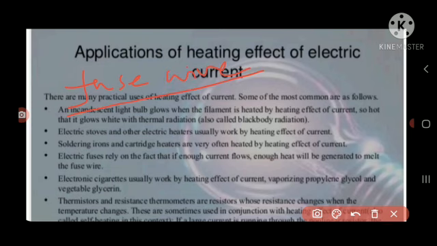Firstly, you must know fuse wire is not a copper wire. It is an alloy of lead and tin. Fuse wire is made up of the alloy of lead and tin, and this alloy has some special characteristics. Now the question is, what are the characteristics of fuse wire?